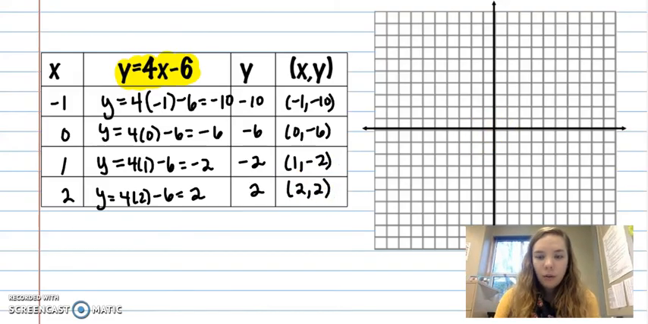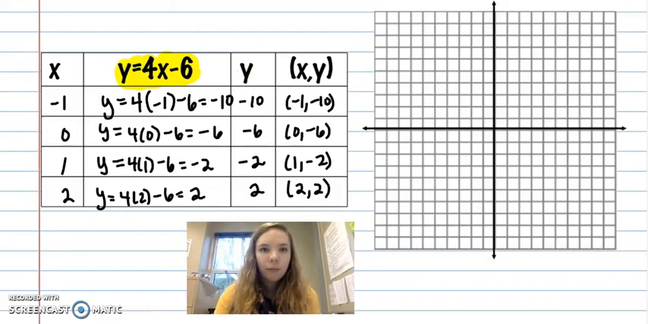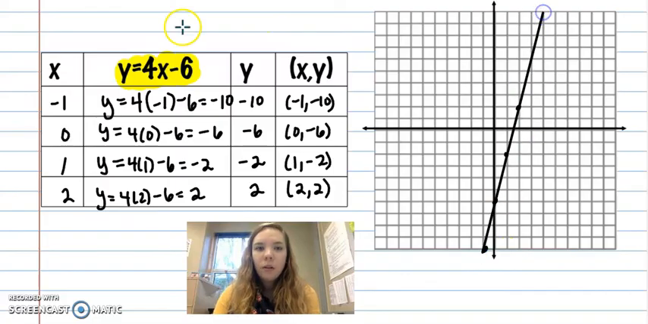Okay, so now I'm going to graph these on my graph. So again, you want to make sure you glue another one in. Okay, so there's my 4 points. I'm going to connect them. My line goes all the way across and should have arrows on the end.